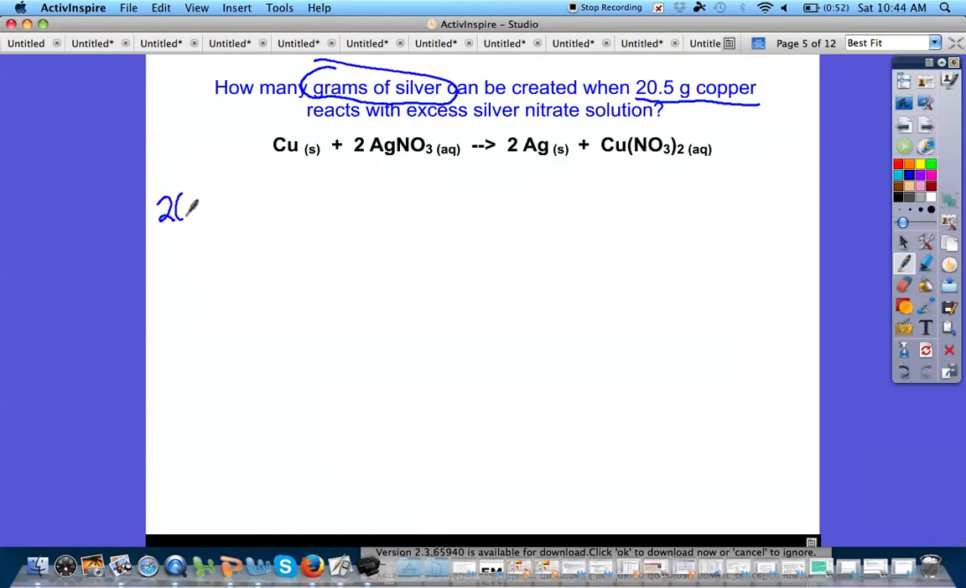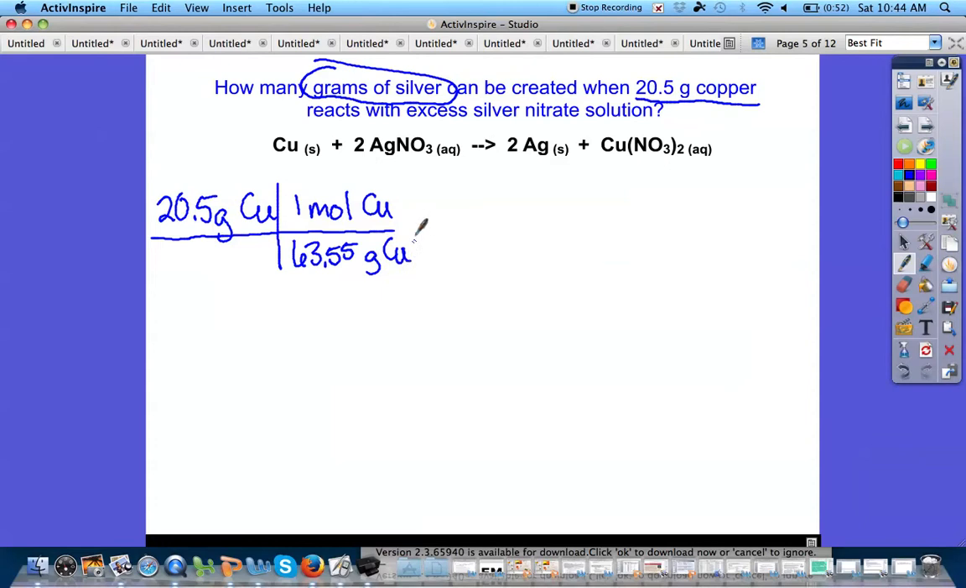We're going to start with the 20.5 grams of copper. And since we're given a mass, we need the molar mass. And for a single element, the molar mass comes from the periodic table, the average atomic mass. So 1 mole of copper has a molar mass of 63.55 grams. So now we've converted from grams to moles.